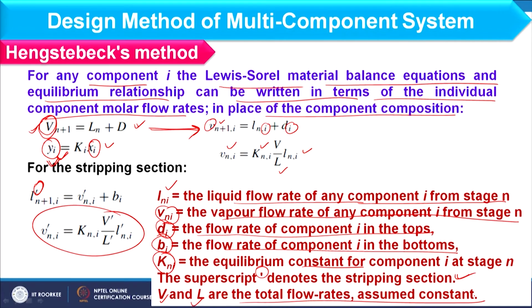Okay. So, in this way we consider Hengstebeck's method, where the flow rate of each component is considered. Now, why is it considered so? Hengstebeck's method takes into account the fact that when I have a heavy key as well as a light key, obviously I will also have some non-key components, like light non-keys and heavy non-keys. So, this method considers that the flow rates of non-key components are constant, and that we consider as the limiting flow rates.